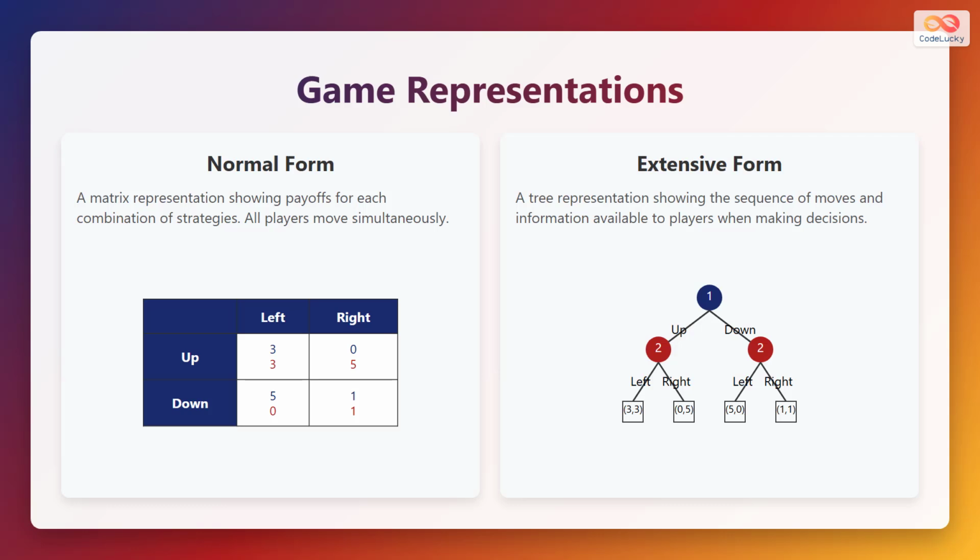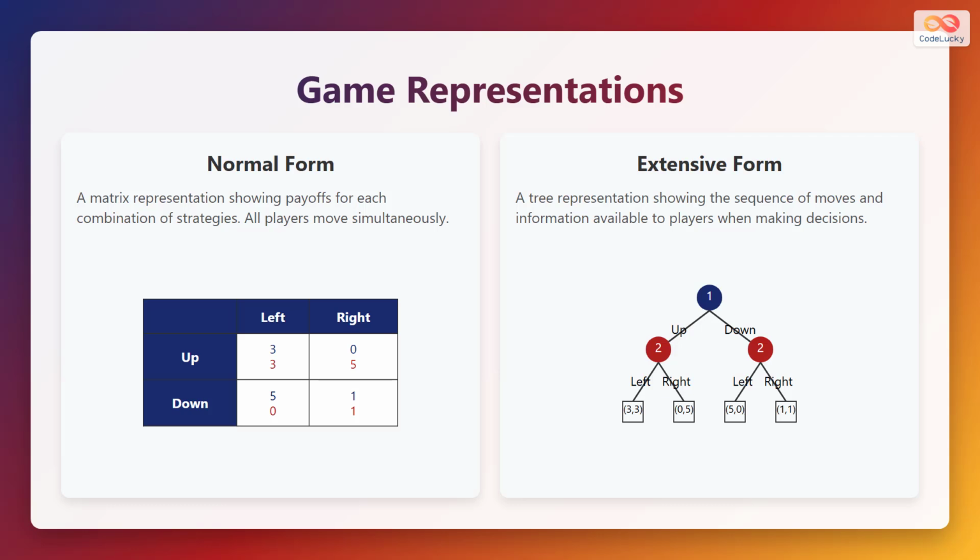Games can be represented in different formats, each highlighting specific aspects of the strategic interaction. We'll discuss two common formats: normal form and extensive form. Normal form is also known as strategic form. It represents a game as a matrix, displaying the payoffs for each player based on every possible combination of strategies. In the normal form, all players are assumed to make their moves simultaneously.